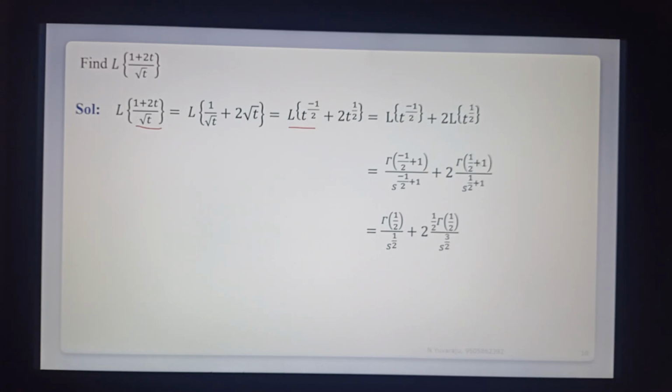So by using the properties of gamma, that is equal to 1 by 2 into gamma, here the formula gamma of n plus 1 is equal to n into gamma n. So 1 by 2 into gamma 1 by 2 by s power 3 by 2. So that is equal to gamma 1 by 2, whose value is root pi, by root s, plus 2 and 2 cancel, root pi by s power 3 by 2, which means s into root s. That is equal to root pi by s, common, plus 1 by s. This is the required Laplace transformation of the given function.